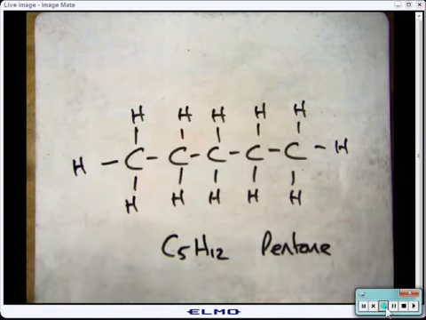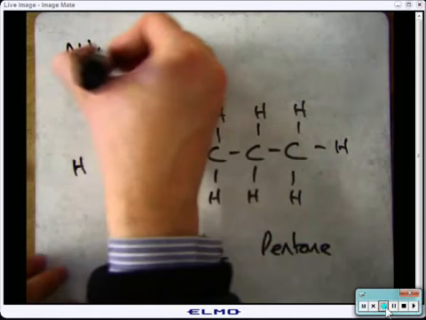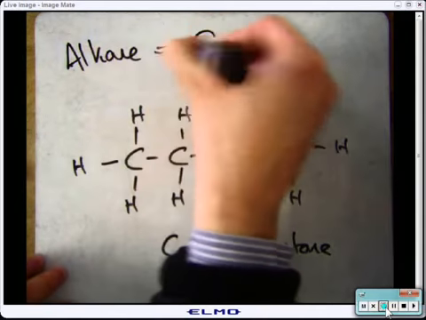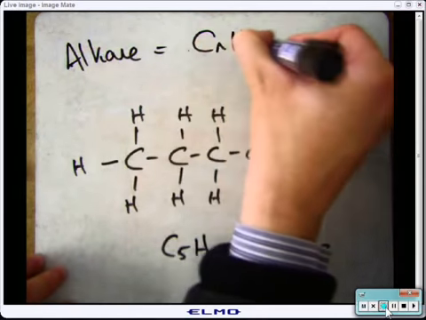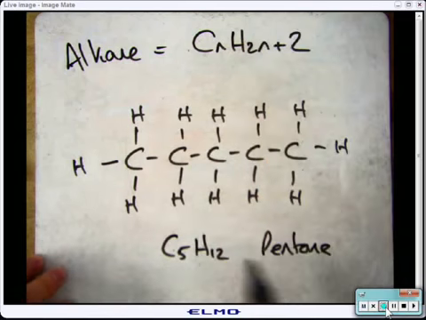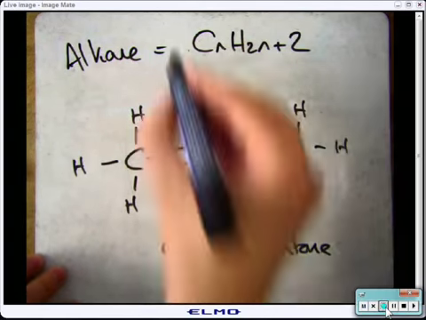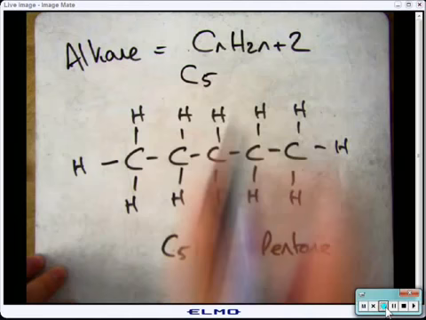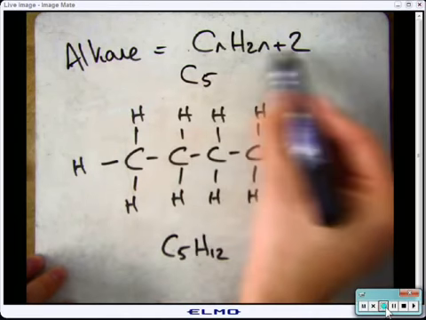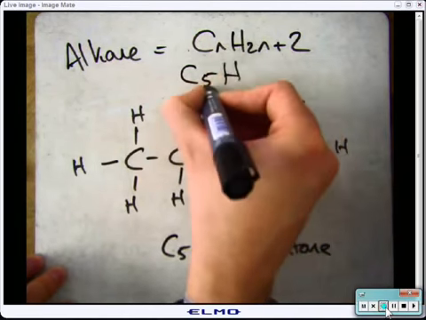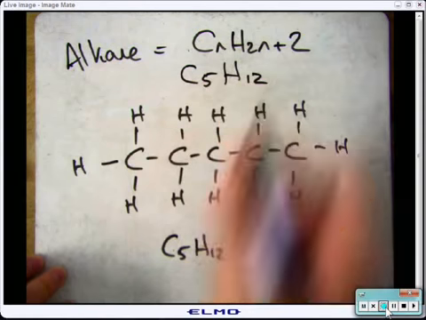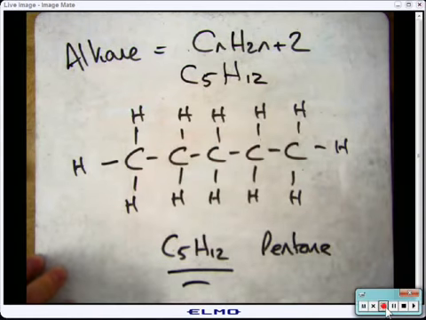which is pentane. Now an easier way to work out the number of hydrogens you should be putting on there, for an alkane, it's CnH2n+2. So take the number of carbons you have, which is 5, double it, and add 2. So 5 times 2 is 10, plus 2 is 12. And that's a way to check to make sure you're right in the exam.